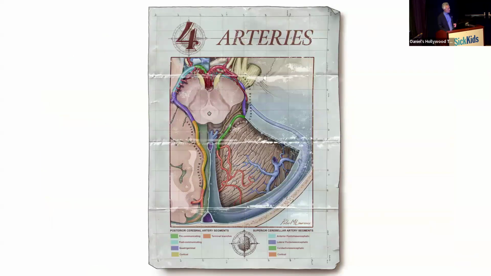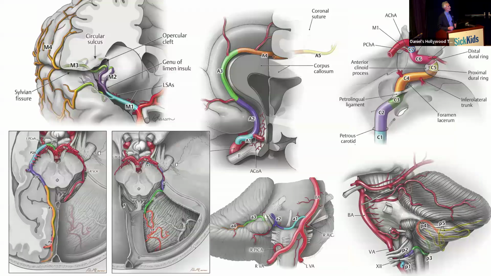Now, arteries are part of that anatomical landscape, and one of Lawton's really great contributions was to develop these alphanumerics for the cerebral arteries. And the only paper I wrote with Dr. Lawton was doing the same thing for the cerebellar arteries to complete that whole system of alphanumerics.